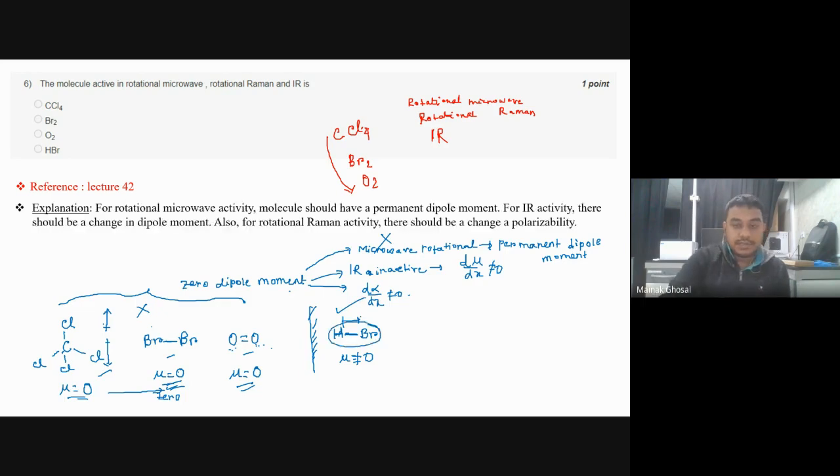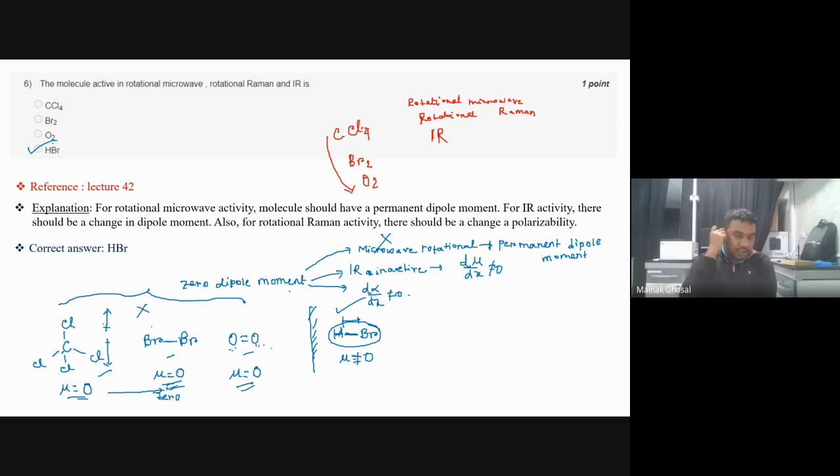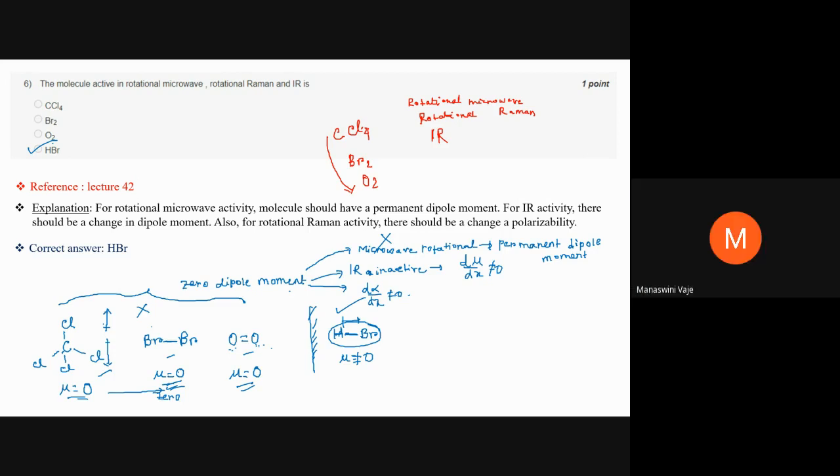So this is the answer I have written here: for rotational microwave activity, molecules should have a permanent dipole moment. For IR activity, there should be a change in dipole moment. Also for rotational Raman activity, there should be a change in polarizability. So the answer is HBr, which will show all of these three spectra. Got it? Okay.